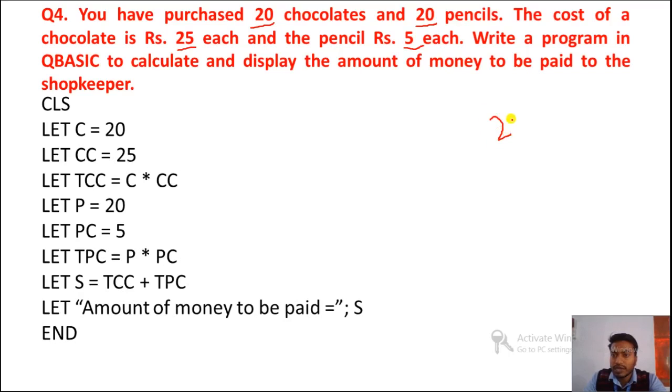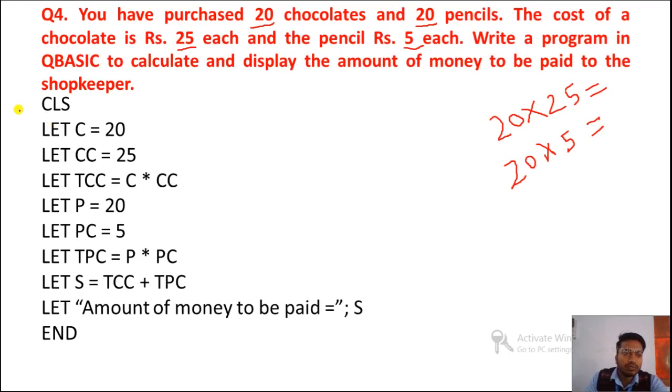So number of chocolate we have 20 and the price of each chocolate we have 25. Okay, so whatever we'll get, that will be the total amount for all chocolate. Okay, the same way we'll find out for pencil. So number of pencil we have 20 and each pencil cost is 5 rupees. Whatever will be the result, that will be the total cost for all pencil. Okay, so same way we'll write the program.